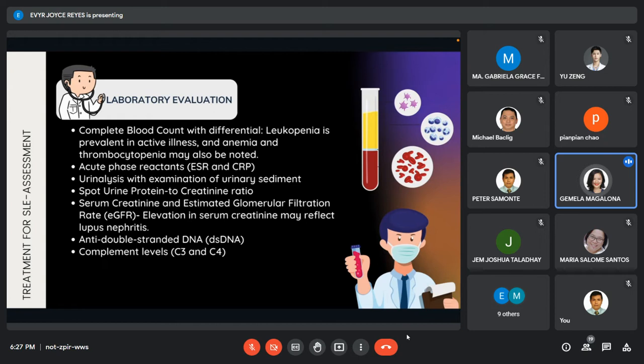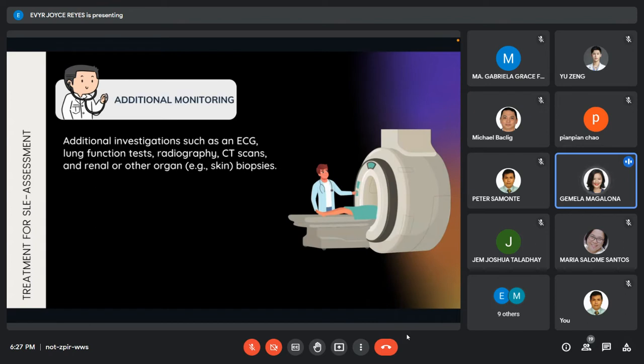Anti-double-stranded DNA and complement levels. Additional investigations such as ECG, lung function tests, radiography, CT scans, and renal or other organ skin biopsies may be required to further analyze the abnormalities discovered on the clinical evaluation.